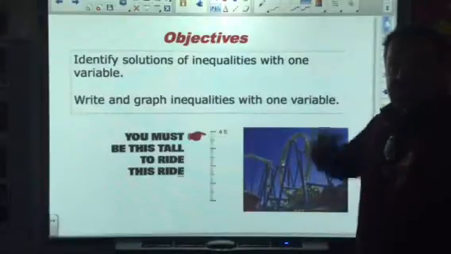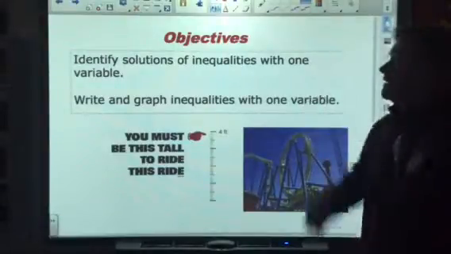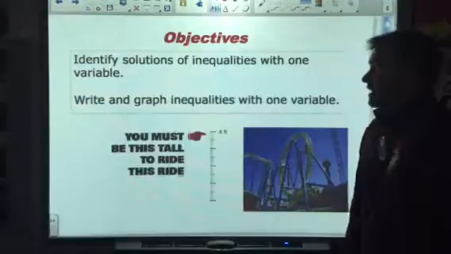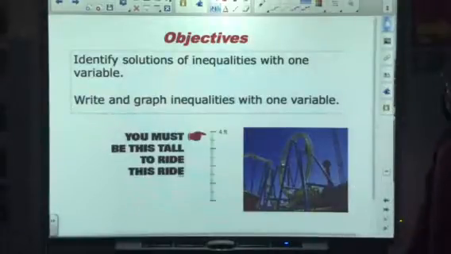Hey, this is Algebra Lesson, Chapter 3, Section 1. The objective is to identify solutions of inequalities with one variable and also graph those inequalities. So what are we talking about?